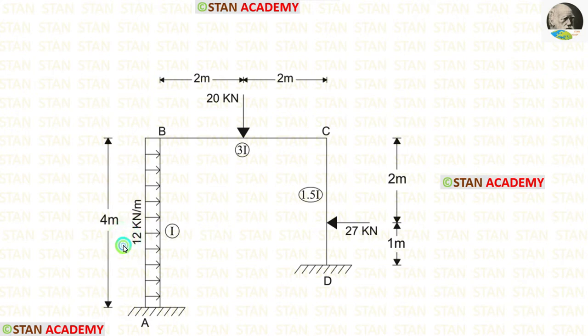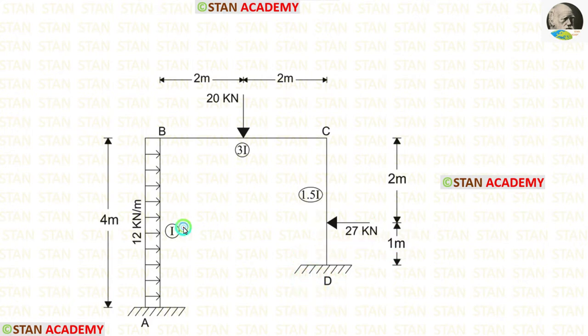In the column AB, there is a uniformly distributed load of 12 kN per meter acting for the full span. In the beam BC, there is a point load of 20 kN acting at the center. In the column CD, there is a point load of 27 kN acting at 1 meter from the point D.